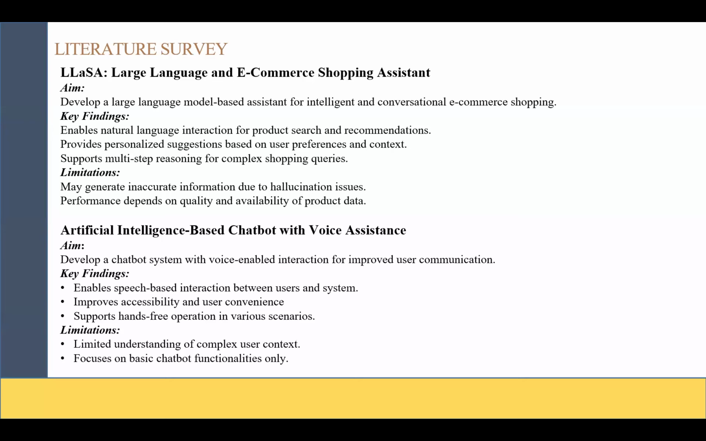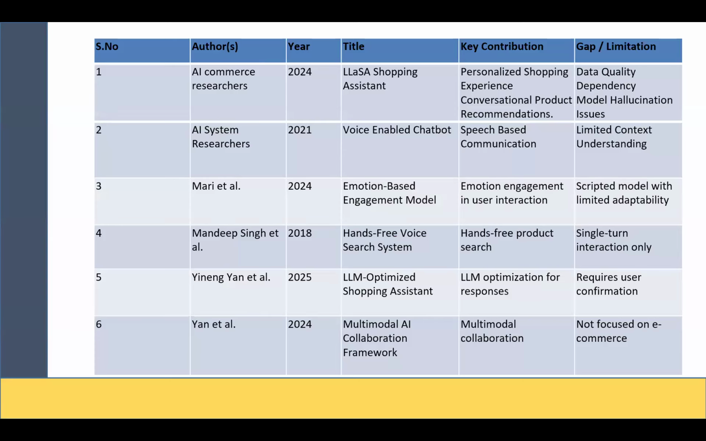The second group of papers was on artificial intelligence based chatbots with voice assistants, which were just chatbot systems with voice-enabled interaction for improved user communication. There was speech-based interaction, but it was limited to a certain set of tasks, focusing on only basic chatbot functionalities. These are some of the papers that we could take to identify the gaps and limitations.